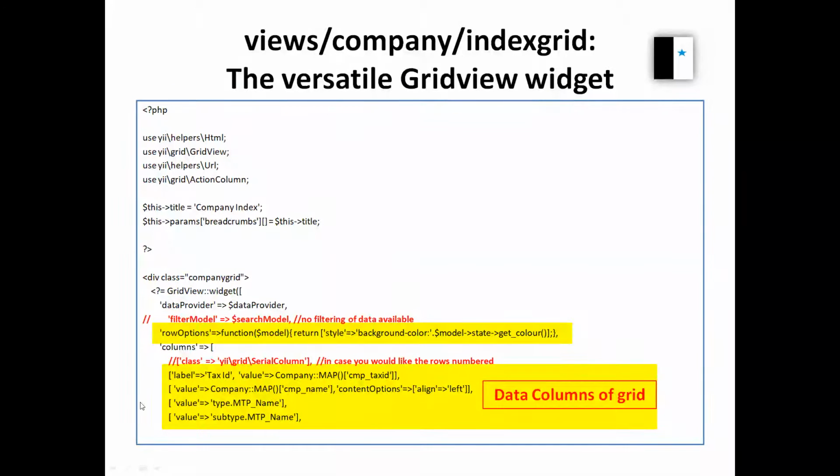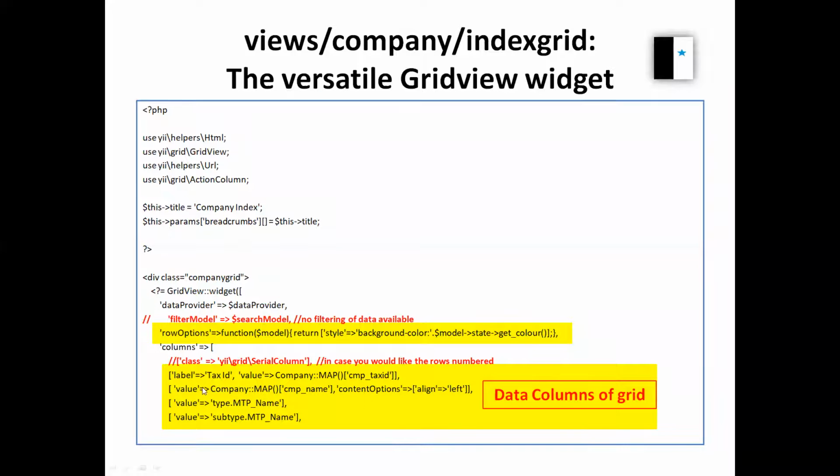Notice how it is written there. I have the data provider, and then I don't have any filtering options in the grid since I have commented this line. I have not passed a search model as a parameter. However, each row may have a different color depending on the state of the company at the row. And you see how I can accomplish that, and then follow all data columns of the grid.